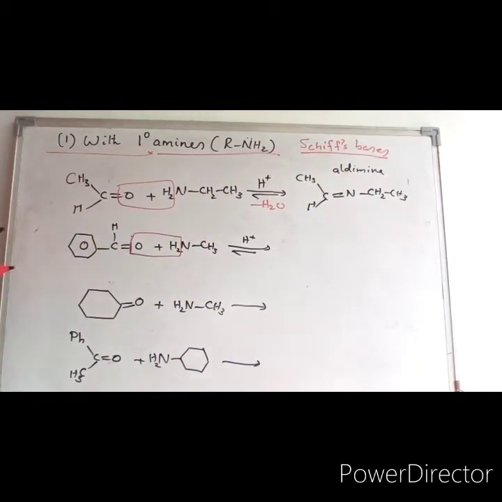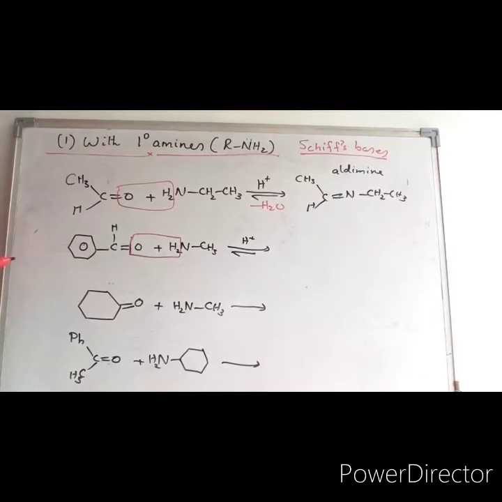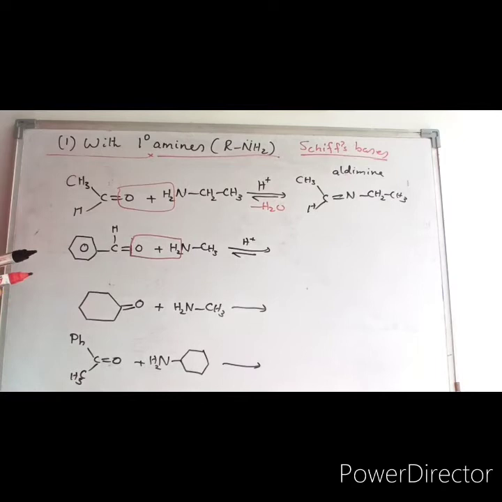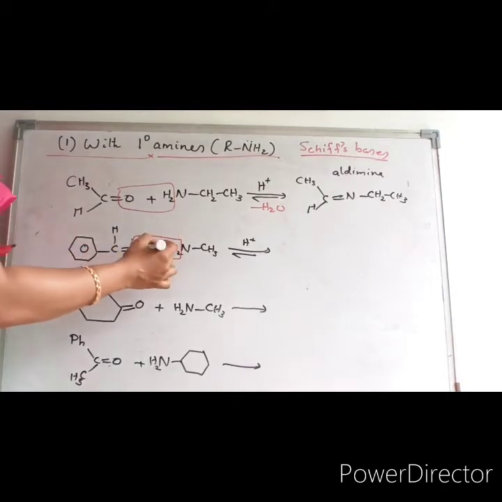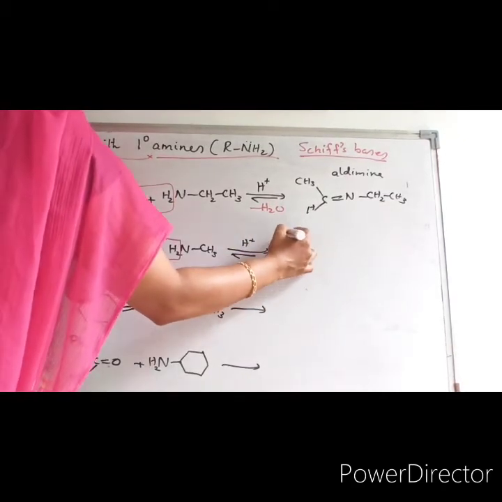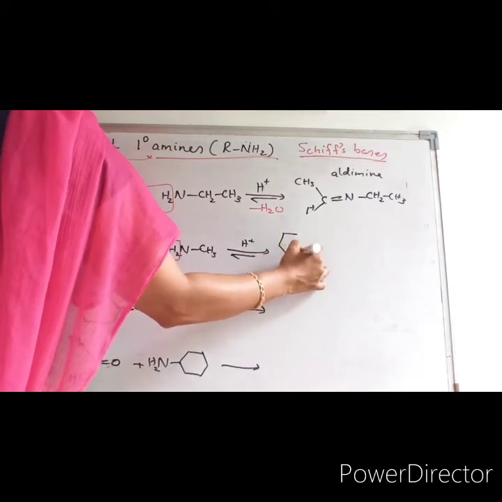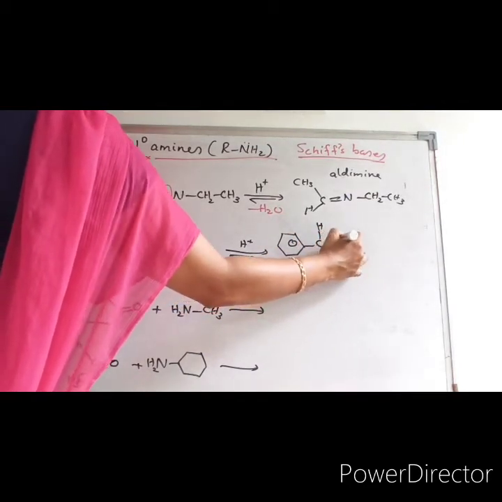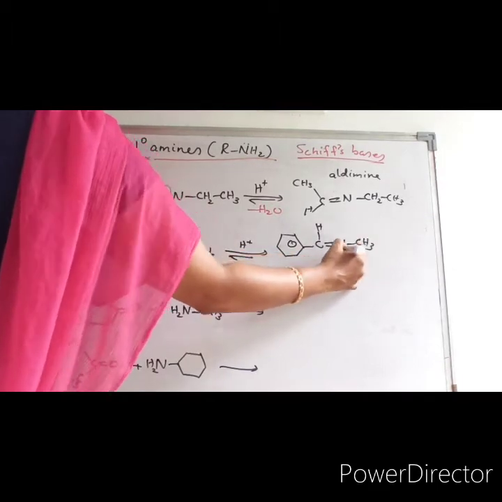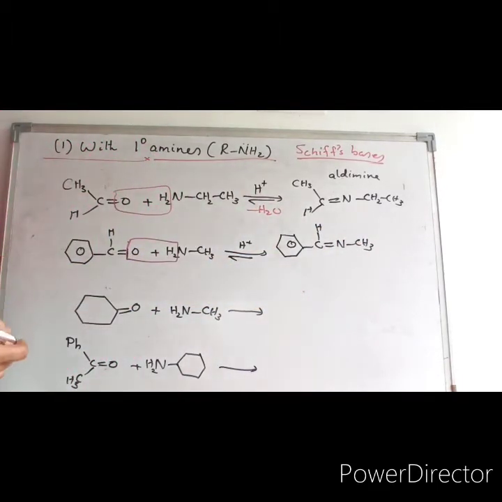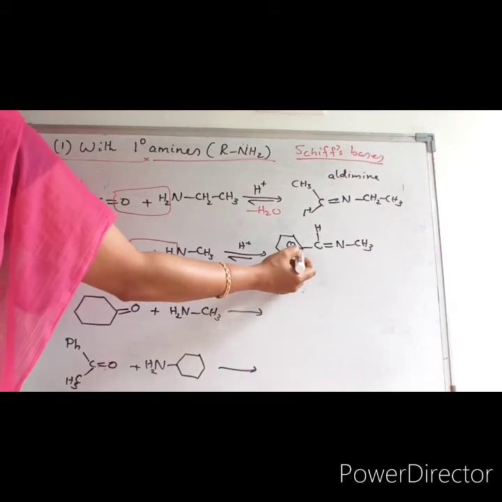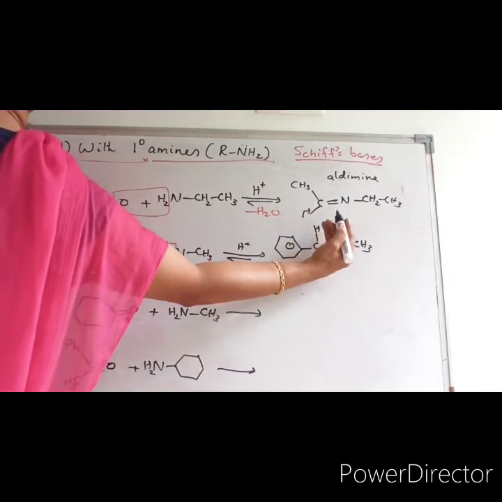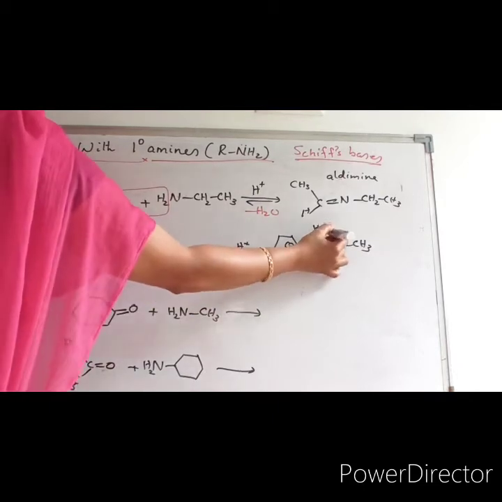Schiff's bases are nothing but imines, which have a carbon-nitrogen double bond. Now how will you write the product of this reaction? This will be CH double bond and CH3. So this is the imine or Schiff's base formed by condensation of benzaldehyde and methylamine. Here you have to understand what the starting materials are.